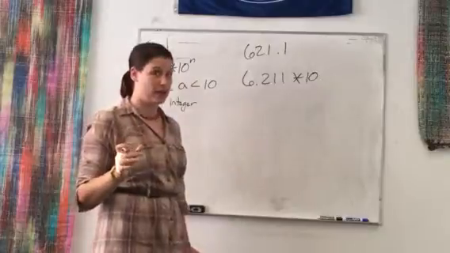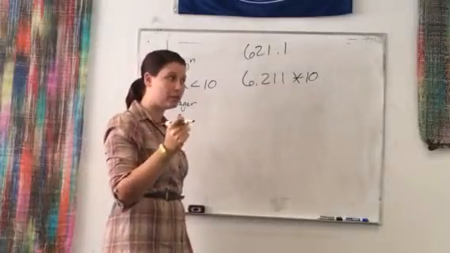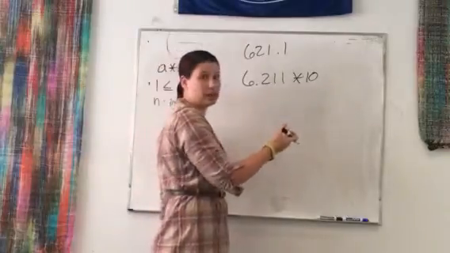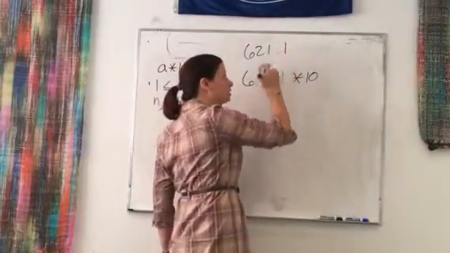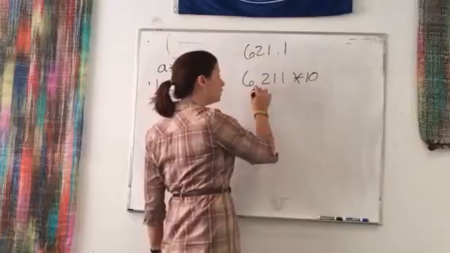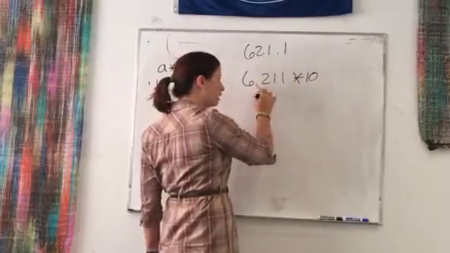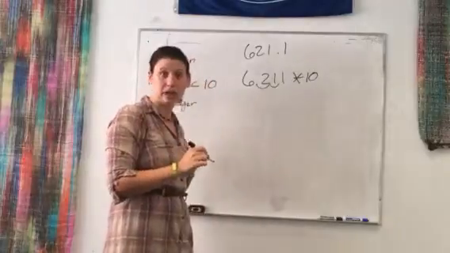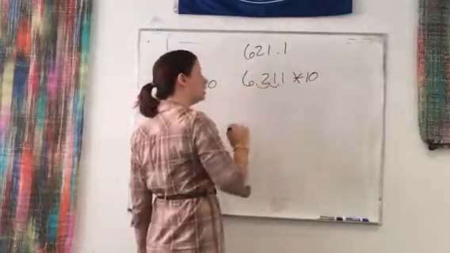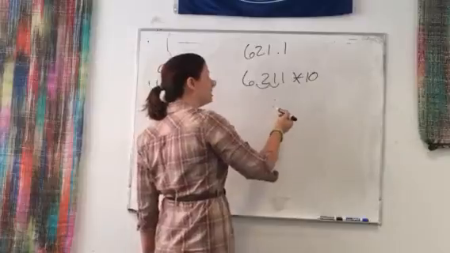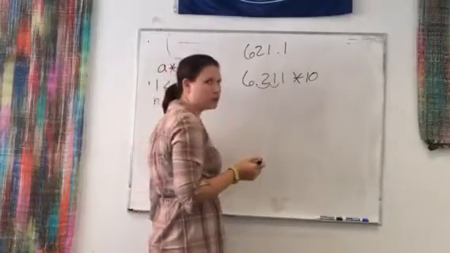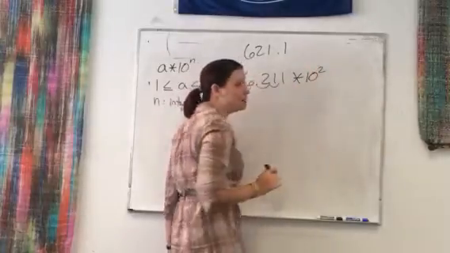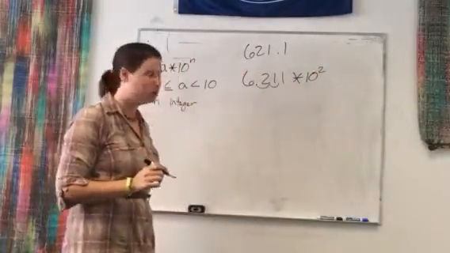Think about it this way. We want to know how many tens and in which direction we need to move the decimal point to get back to the original number. So the decimal should move this way twice, making the number bigger, right? To go from 6.211, we would need to get bigger to go to 621.1 by 2 places. So that means it's a positive 2.